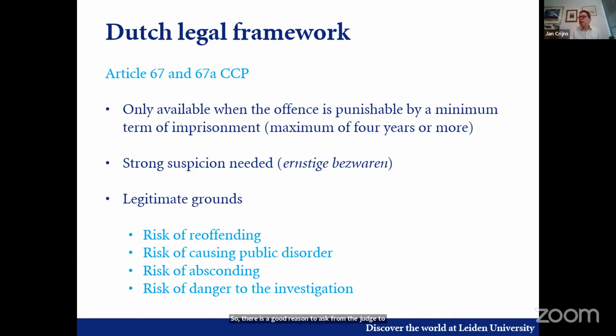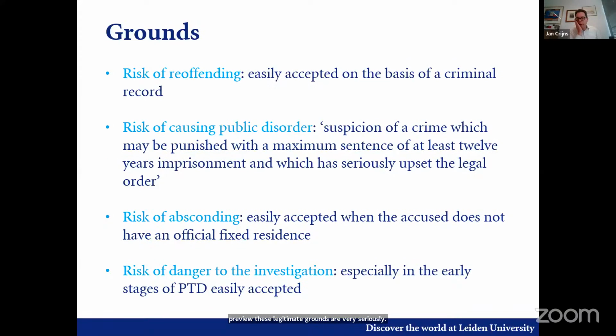Well, the critics of Dutch criminal procedure, or the critics of the way we deal with pre-trial detention in the Netherlands, say that we interpret these grounds very broadly. We easily say, well, there's a risk of reoffending. We quite easily say, well, there's a risk of absconding. We quite easily say, well, there's a risk of public disorder. And this leads to the fact that people are quite easily placed in pre-trial detention in the Netherlands. You see here some examples.